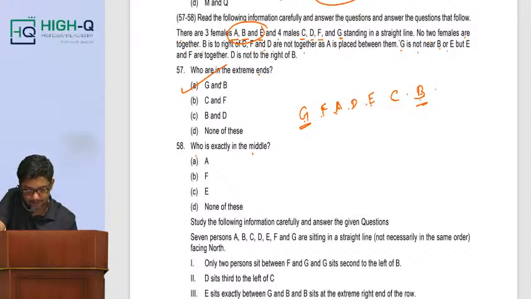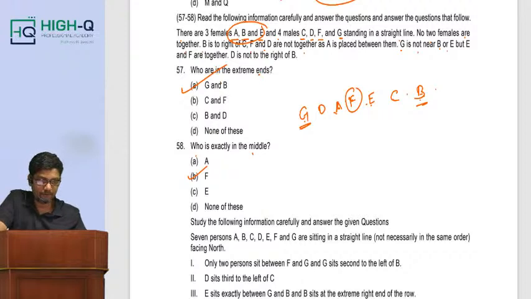I think this also can be written this way. If I arrange them like this, F will come in the middle. Sir, F and D together. Correct. Point itself. Ignore. Fine.